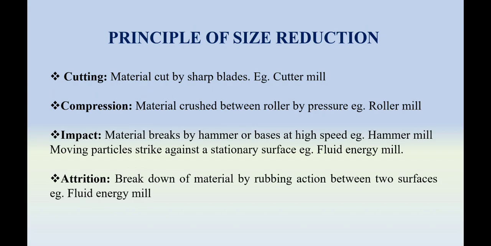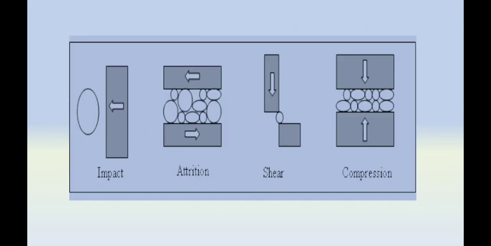Then impact: a material breaks by a hammer or blades at high speed, so the hammer mill is based on impact. Also, moving particles strike against a stationary surface, for example the fluid energy mill, which is based on the principle of impact. Then attrition: breakdown of material by rubbing action between two surfaces. So you can say that the fluid energy mill is based on both attrition and impact.